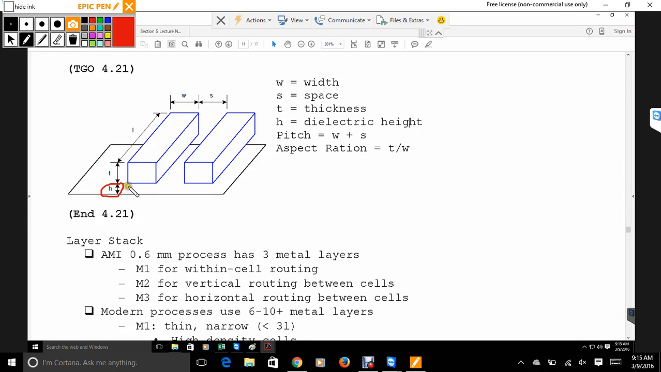Right, it's not the best diagram. It should probably look more like this, and that H should be there. Does that make more sense? Yeah. So this here is what's known as pitch. And then the aspect ratio: this is your width here. So how thick is the wire compared to how far away it is from another wire?